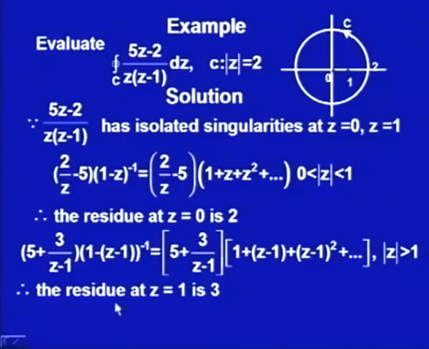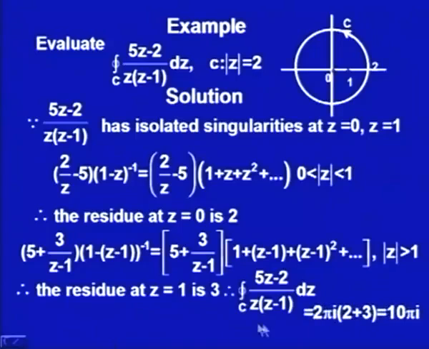Now, if I use the residue theorem, it says that the integral of this function along this contour C, which has 2 isolated singularities, should be 2 pi i into the residues of f(z) at z equal to 0 and at z equal to 1, that is, we are getting 10 pi i.